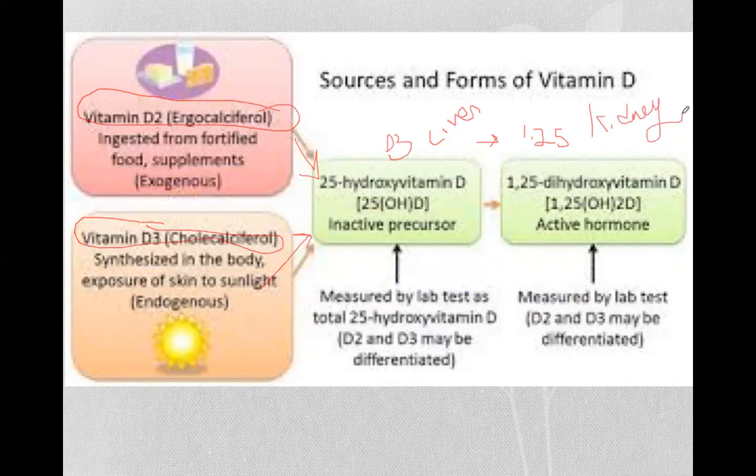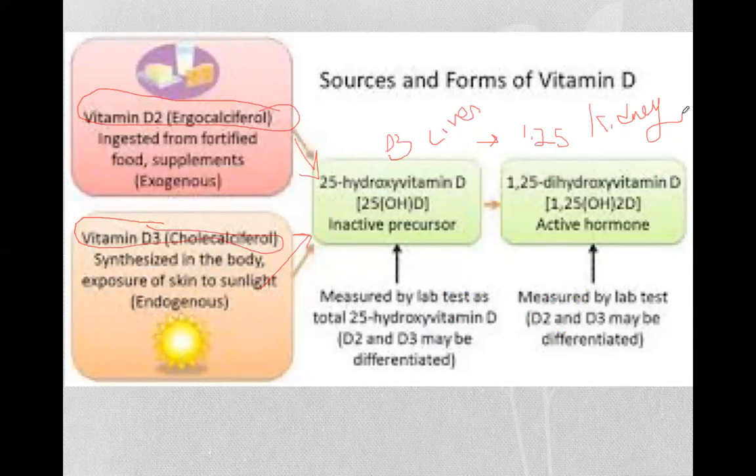I work with patients who have kidney disease, and they cannot activate their vitamin D that they make from the sun or that they get in foods. And so we have to give them a synthetic activated version of vitamin D. This would be a similar case for people who have liver disease.